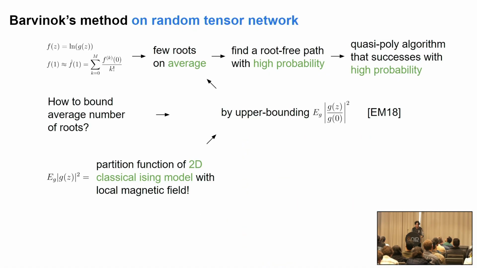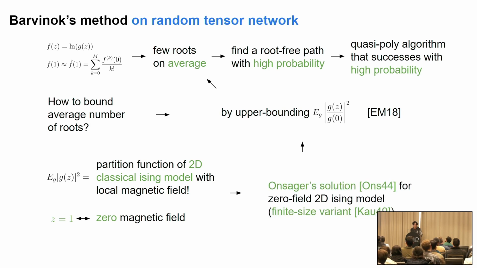Just to summarize what we have achieved, the average tensor network actually represents the partition function of a 2D classical Ising model with local magnetic fields. And interestingly, when z equals 1, we correspond to no presence of a magnetic field. With this recipe, we can use a well-known solution from Onsager for the zero-field 2D Ising model, and also its finite size version, to derive an upper bound on the second moment of the polynomial.